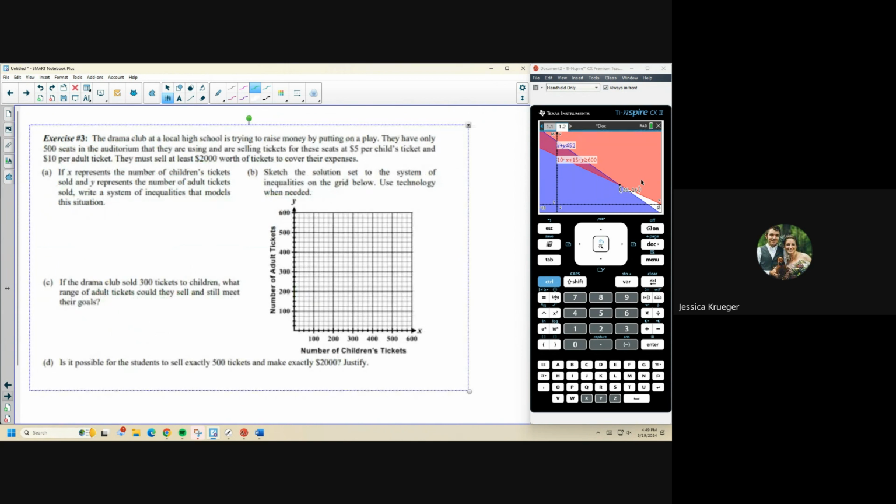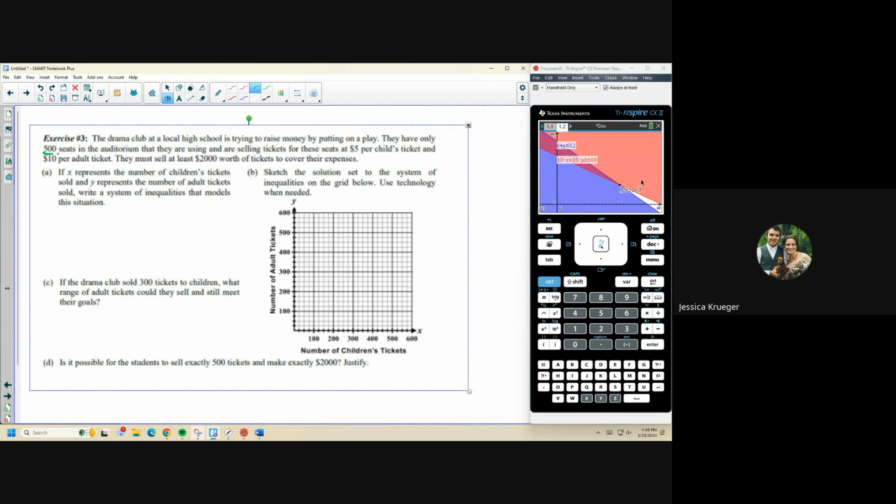Make sure you put the correct variable with the correct information. Okay, this is our last one. The drama club at a local high school is trying to raise money by putting on a play. They have only 500 seats in the auditorium that they're using and are selling tickets for the seats at $5 per child and $10 per adult. They must sell at least $2,000 worth of tickets. If X is the number of children's tickets and Y is the number of adults, write a system of inequalities.